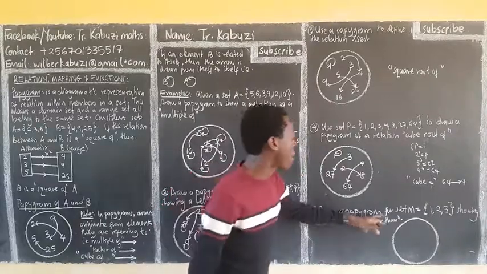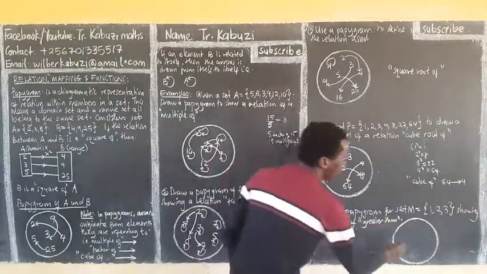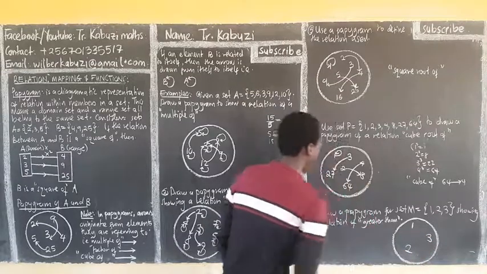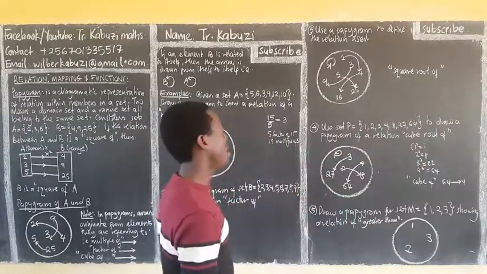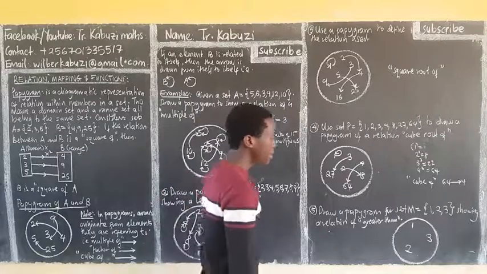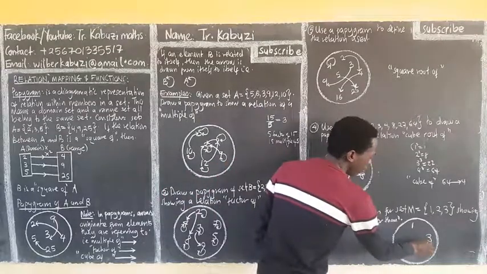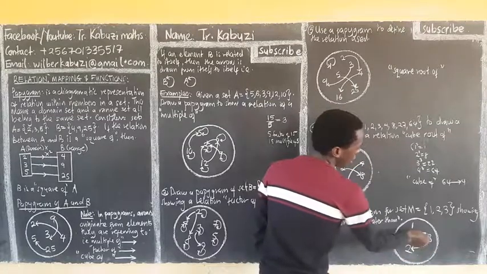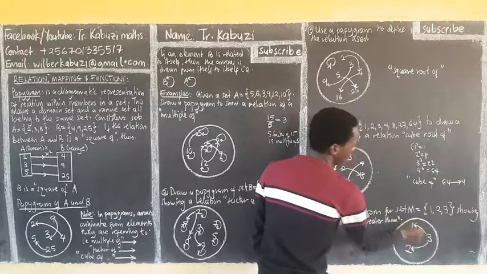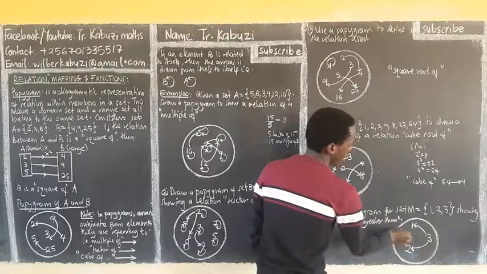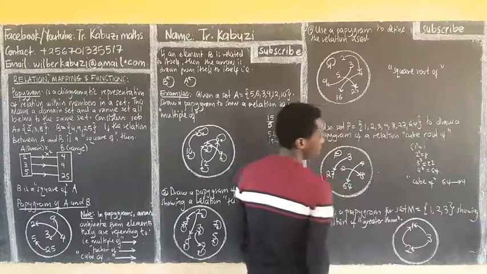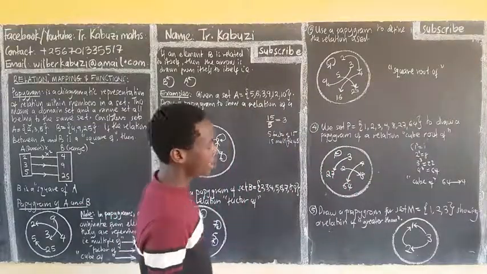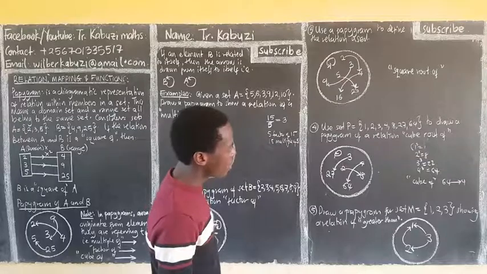Okay. Do a papygram for set N. We have 1, 3, then 2. A relation of greater than. 3 is greater than 2. 3 is greater than 1. Then 2 is greater than 1 also. Is there anything else? I don't think so. So that's all. That's how you can draw that.